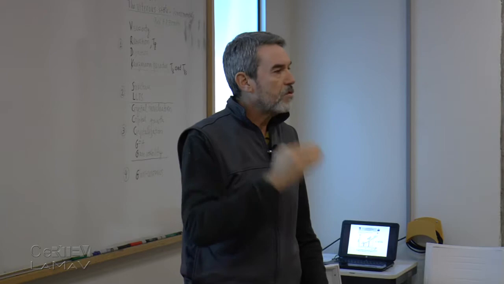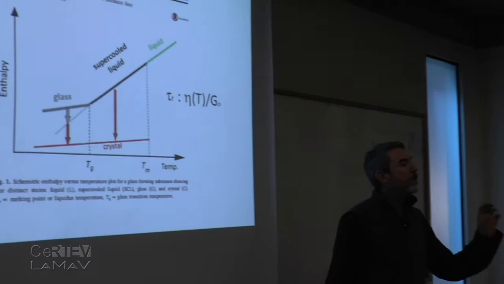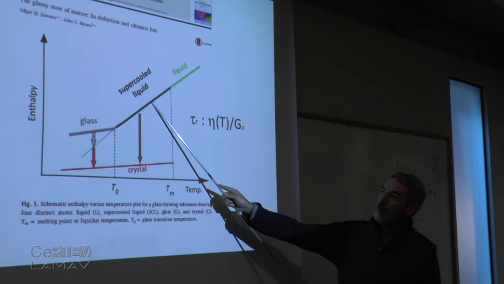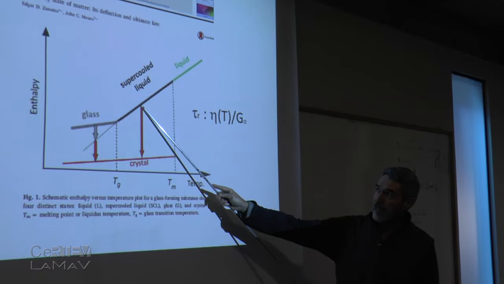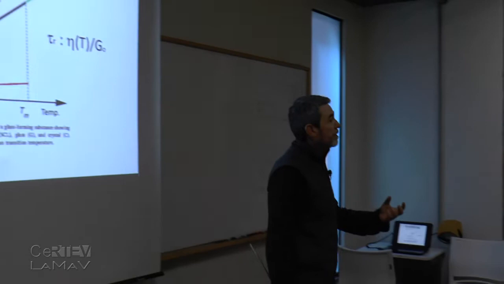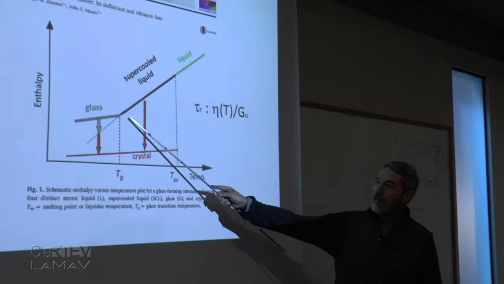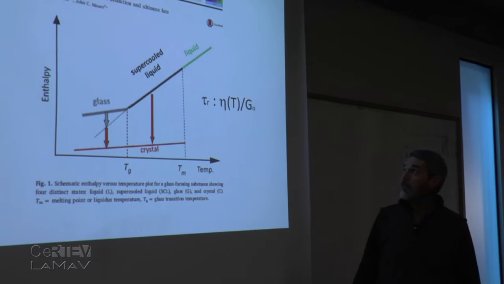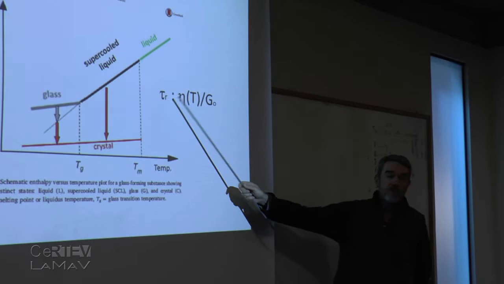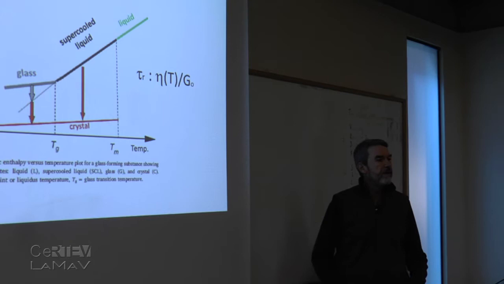So a glass, you can see a glass as a frozen, supercooled liquid. The supercooled liquid was relaxing and relaxing, but the relaxation time, which is proportional to the viscosity, becomes longer and longer until at a certain point the relaxation time is longer than the experimental time. And that's the best definition of the glass transition.